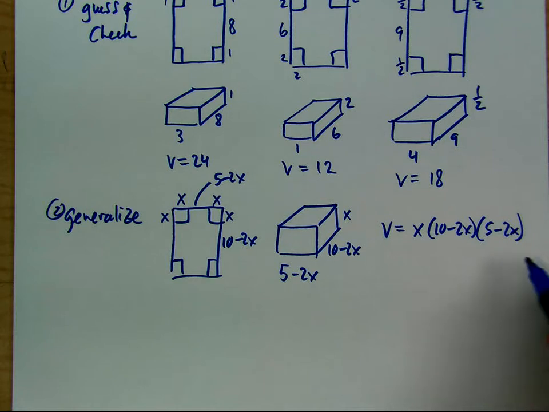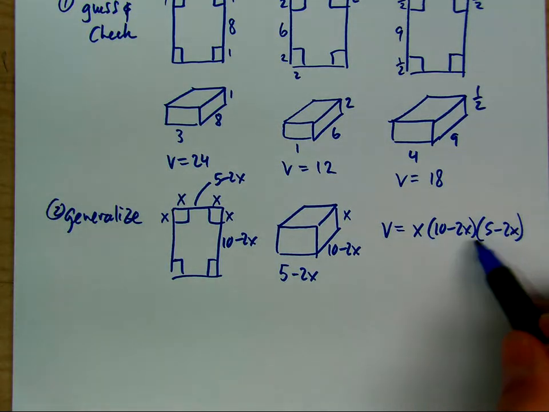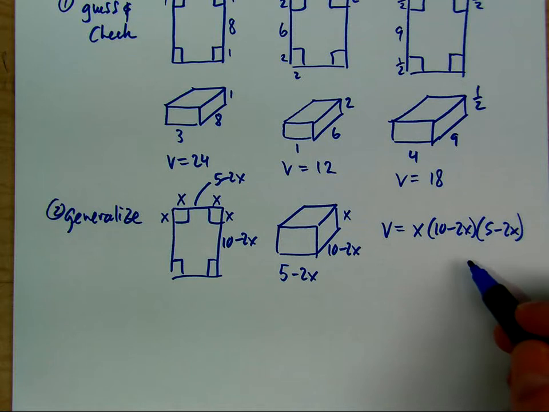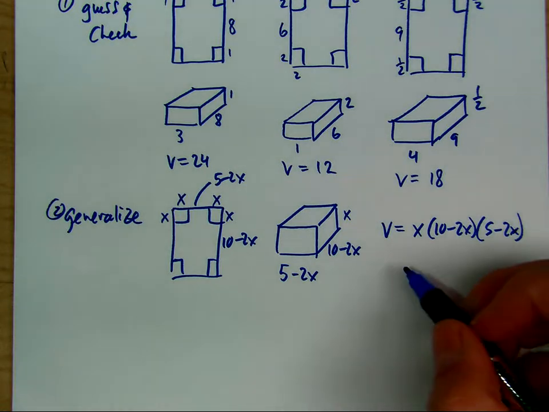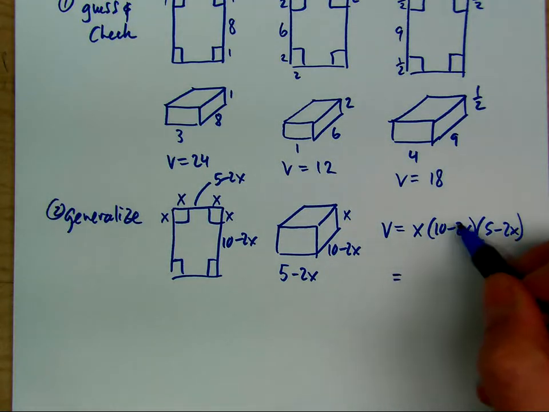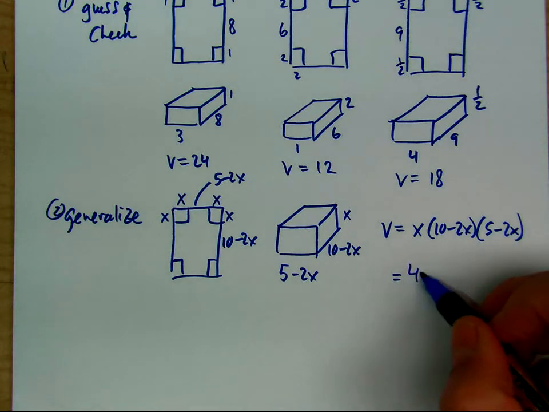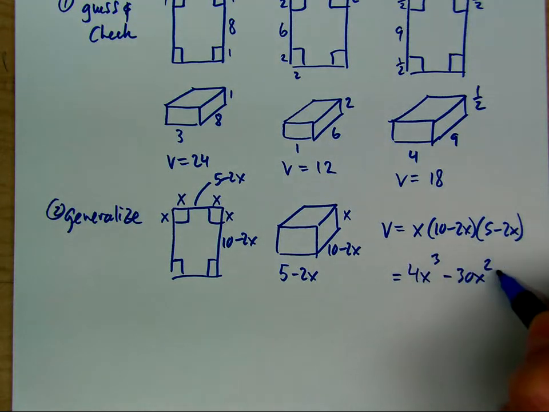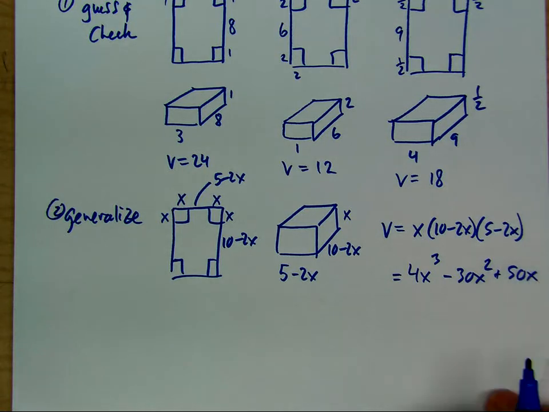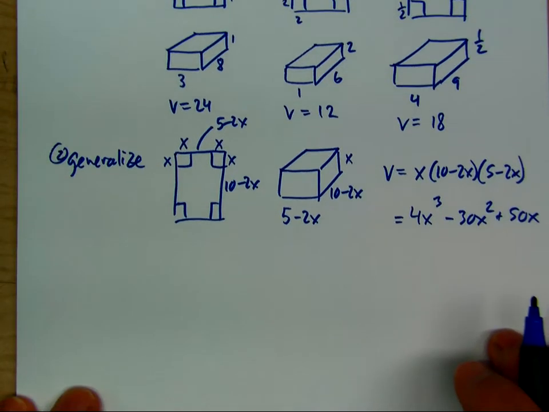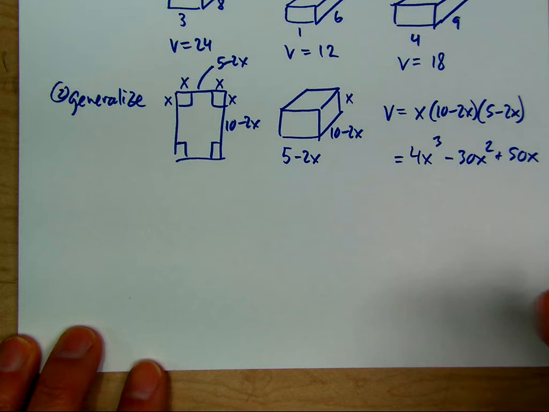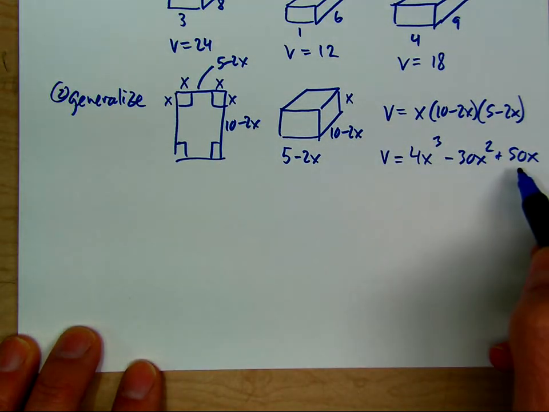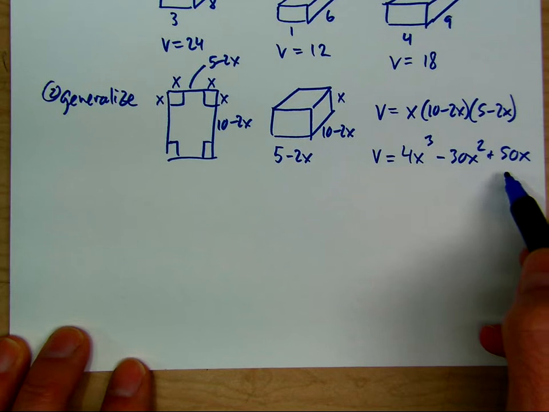And we only have two variables, so we don't need to look for another equation to eliminate a variable, but we can still follow the same steps. And if we distribute all of that, we have 4x cubed minus 30x squared plus 50x. Then we find the absolute maximum of the volume. So there's volume, we'll need the derivative, find the critical number, and check it.